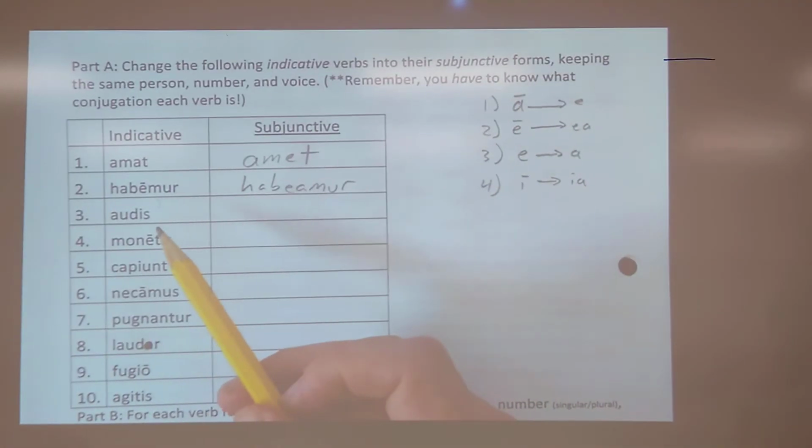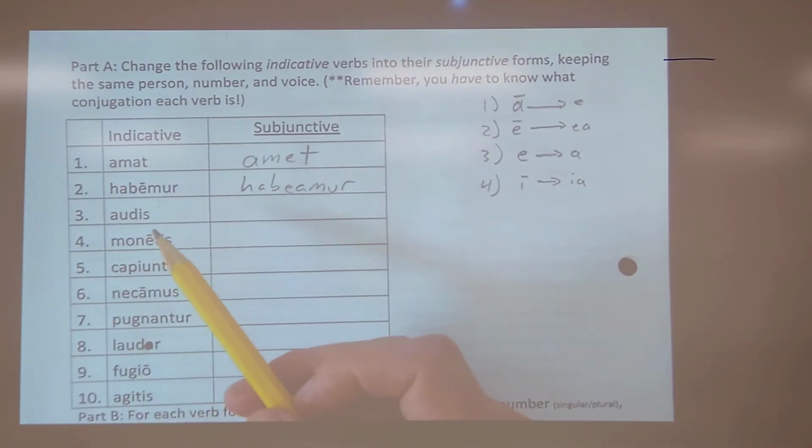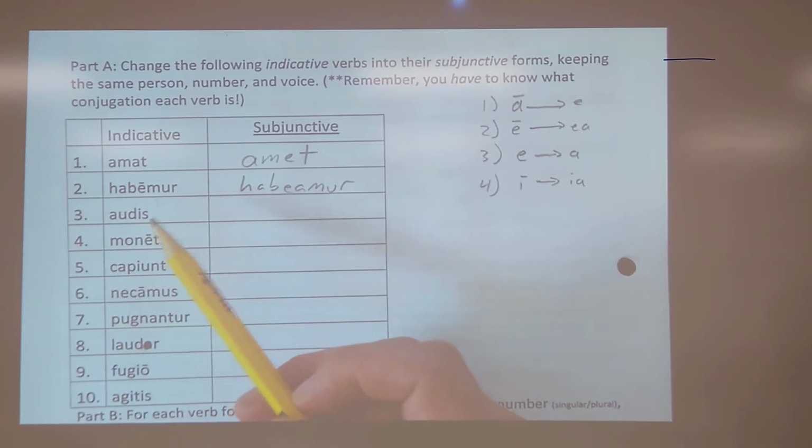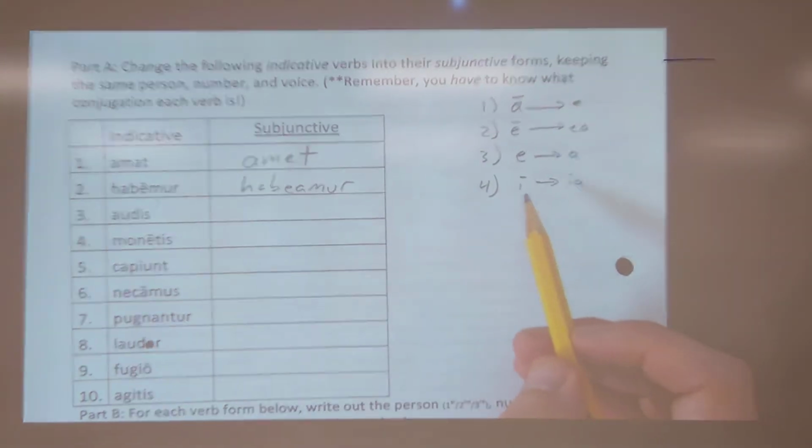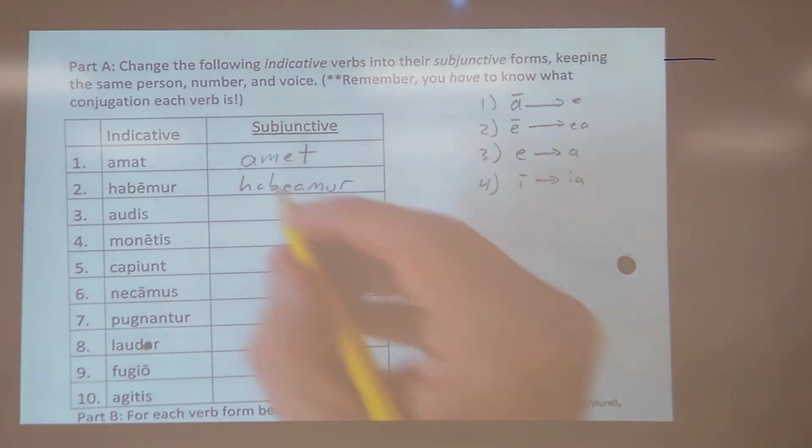All right, number three, again, not so bad. We have audis, or actually audīs, can have the long mark here. But you have an I, and that I becomes IA, right? So audias.